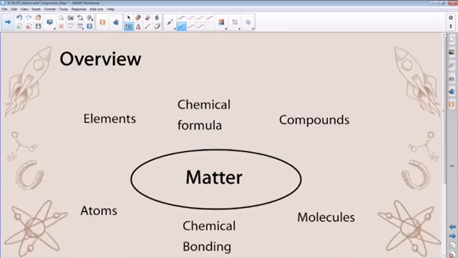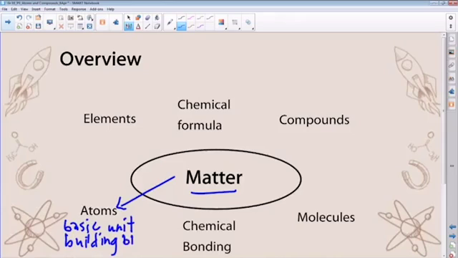Right, as you can see from the screen, matter is the core idea, the big idea. However, we must remind ourselves that matter consists of small indivisible particles, which are the building blocks. So this is the basic unit of matter, which is the atom. These building blocks of matter, at a microscopic level, we refer to as atoms. Now these atoms make up what we call elements.